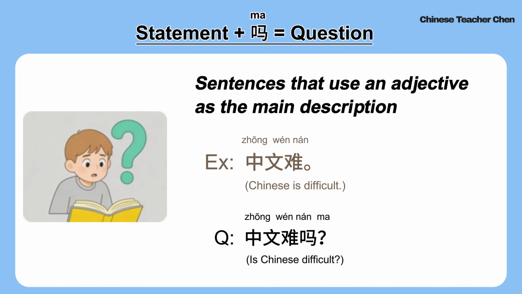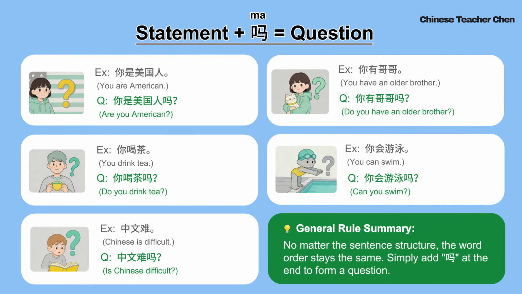Finally, sentences that use an adjective as the main description. The statement is 中文难, meaning Chinese is difficult. Turning it into a question, we get 中文难吗? Meaning, is Chinese difficult? Do you see the pattern? No matter what the original sentence structure is, we do not change the word order at all. The only thing we do is gently add ma and a question mark at the end.